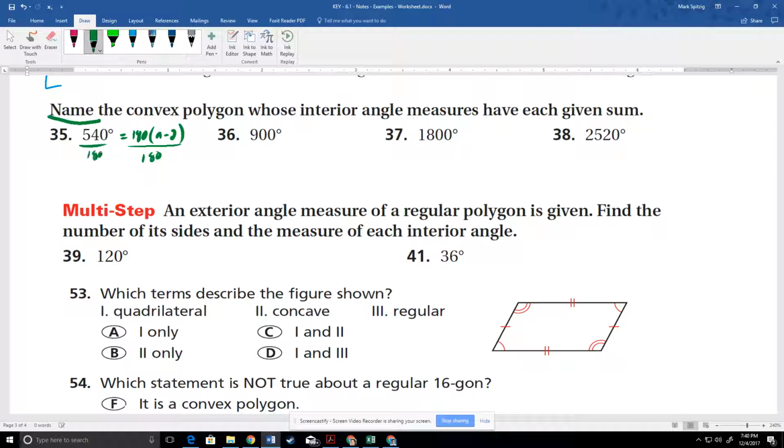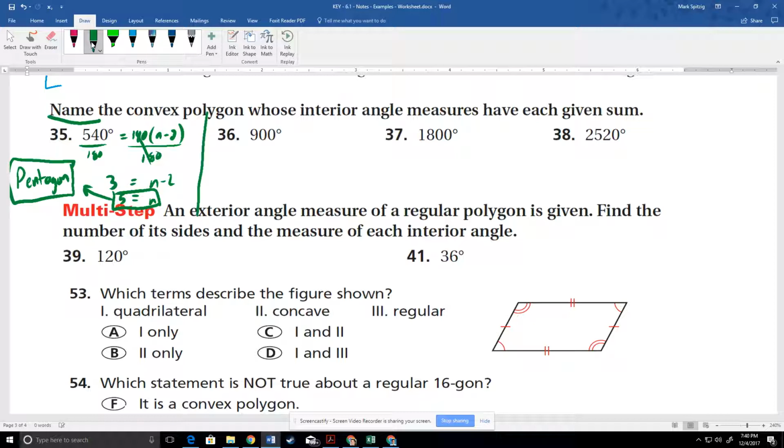again, I'm going to show this step on the first one, but not the rest, we end up with n minus 2 equals 3. So n, when I add 2 to both sides, n equals 5. Again, but that's not really what it's asking me for. It's asking me to name it. So if it has 5 sides, which is what n is, it has to be a pentagon. So that is definitely what it's asking for.